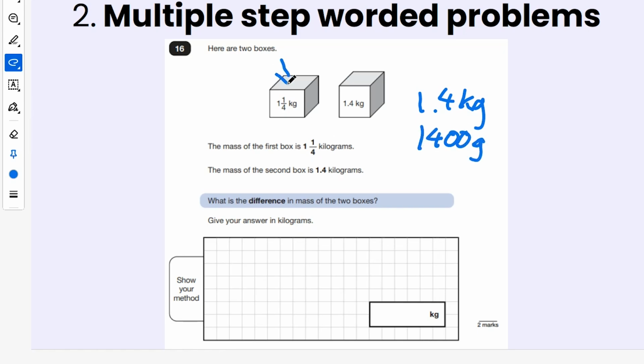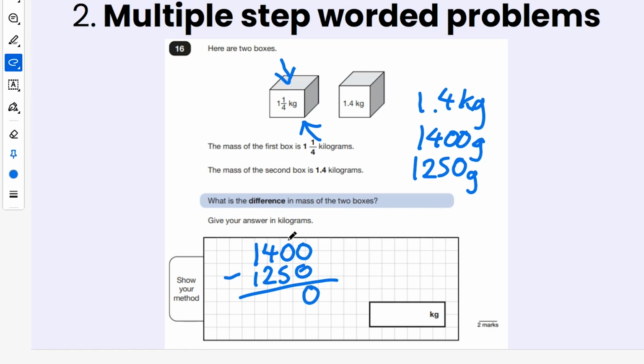Now we know, or we should know, a quarter of a kilogram is 250. So that means that we've got 1,250 grams for this box here. Okay, now we just need to work out the difference. We've done the first step, we've done some conversion. Now we need to work out the difference. So the easiest way to work out the difference is to subtract one number from the other, the smaller one from the bigger one, which is what I'm going to do here.